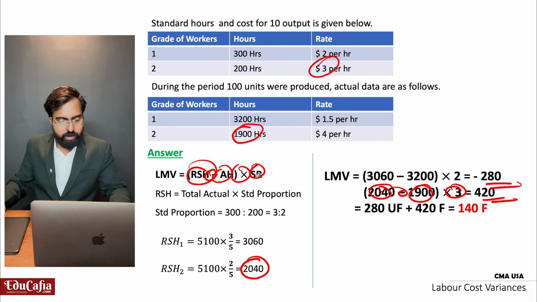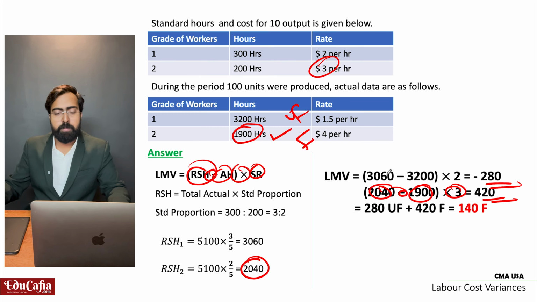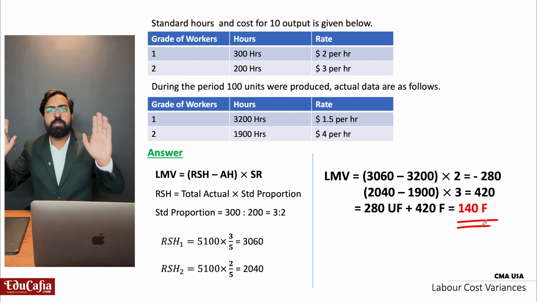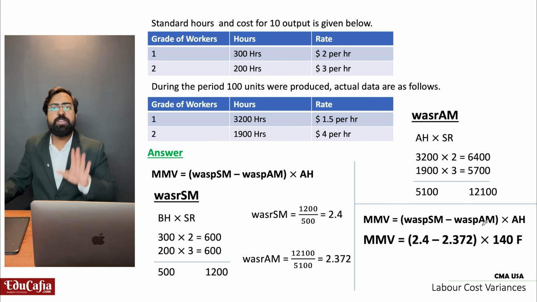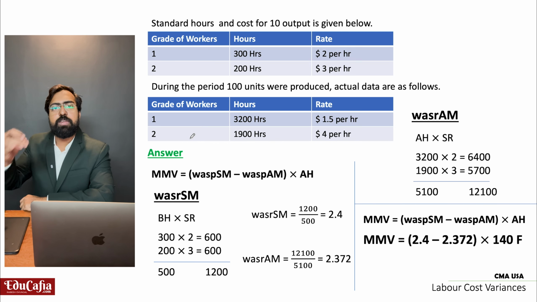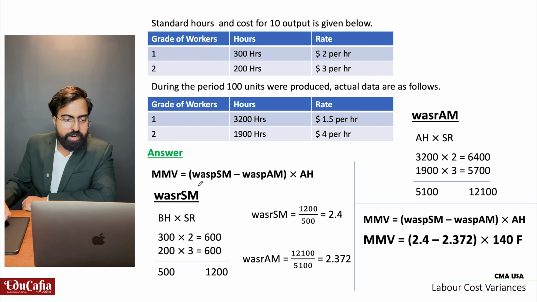In the case of second labor, it is favorable only, right? The first is unfavorable. So when I add this to the other, the total is $140 favorable. So when checking efficiency in mix variance, that is 140 favorable. We are going to do the same question with the second equation, weighted average.